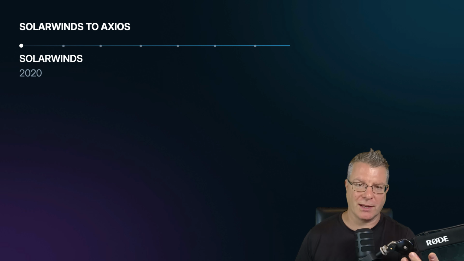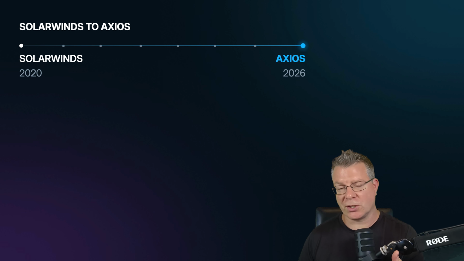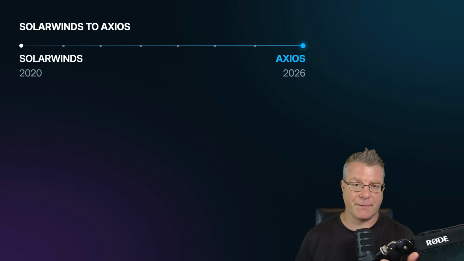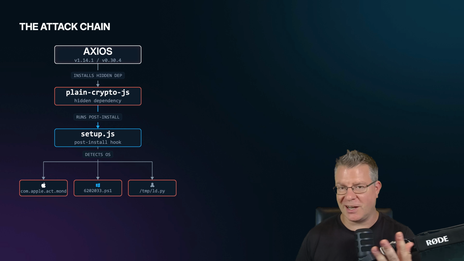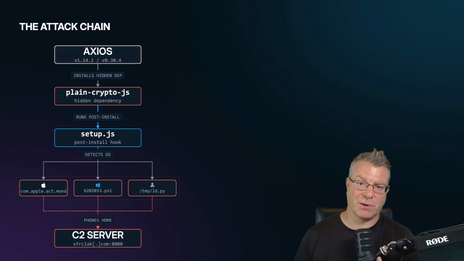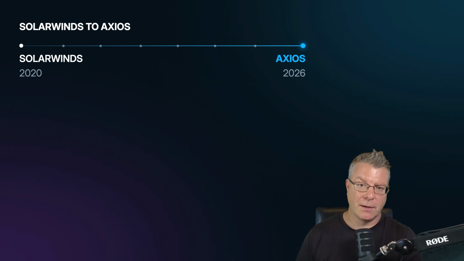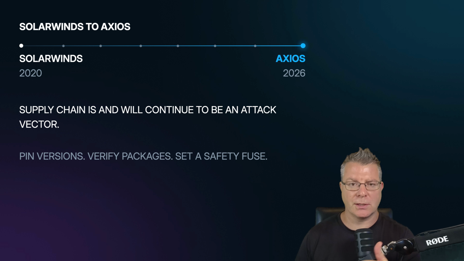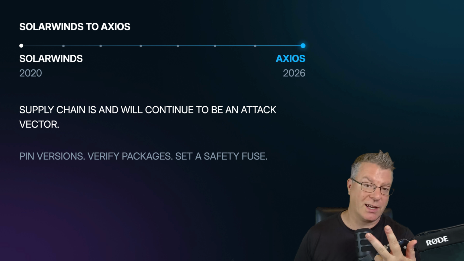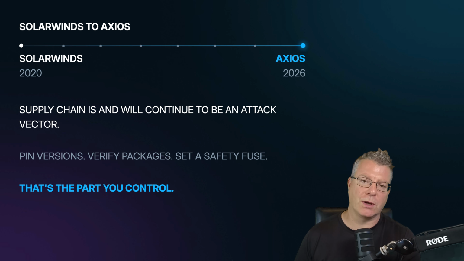I honestly thought that SolarWinds would be the wake-up call for our industry around this. That was back in 2020, and here we are 6 years later watching the same class of attack play out every few months, except now they're self-replicating, deleting their own traces, and hitting packages with a couple hundred million weekly downloads. The software supply chain will always be an attack vector, and that's not changing. What can change is how you consume packages. So pin your versions, verify packages, set a safety fuse. That's the part you can control.